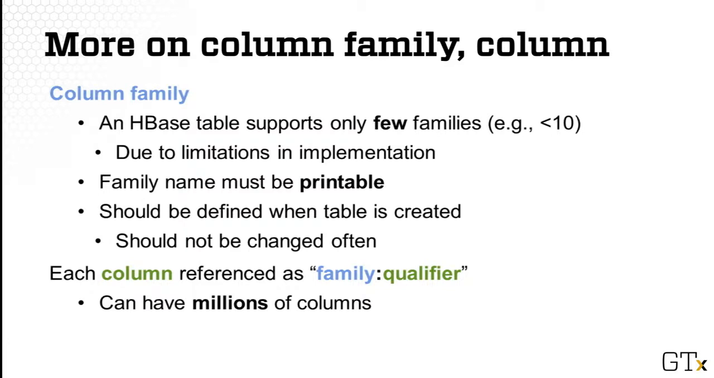Family names must be printable, and a column family name should be defined when a table is created and should not be changed often. To locate a column, you need to include its family name. That means there are actually 2 parts in a column name. The first part is the family name, followed by a colon, then the column qualifier, which can be arbitrary bytes.